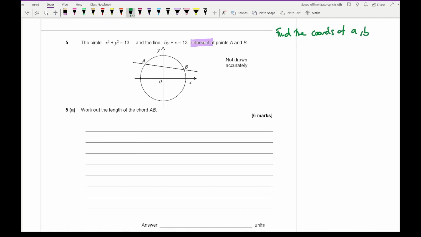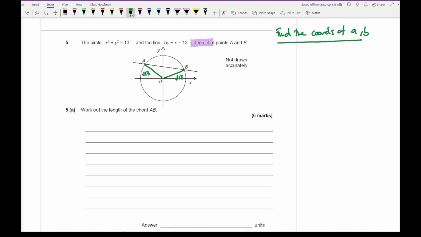Now one thing I do know is that these two lines from O to A and O to B are going to be the radius of the circle, so that's going to be root 13, and this length here is going to be 13. So is there a way I can find out what those intersection points are going to be? I'm going to say no. So I'm going to have to use simultaneous equations to work this out.